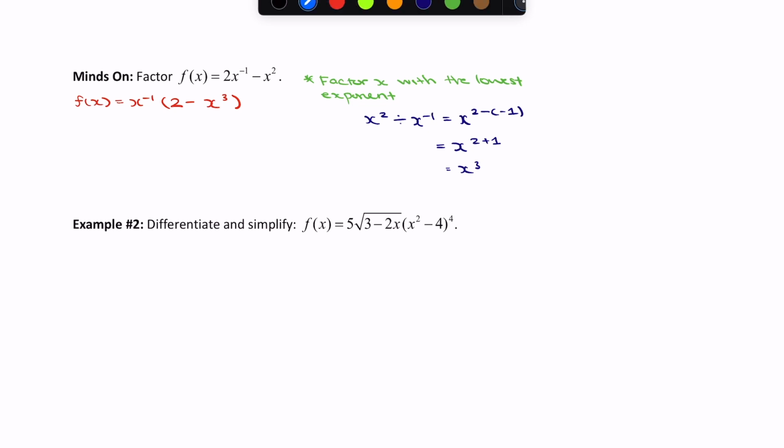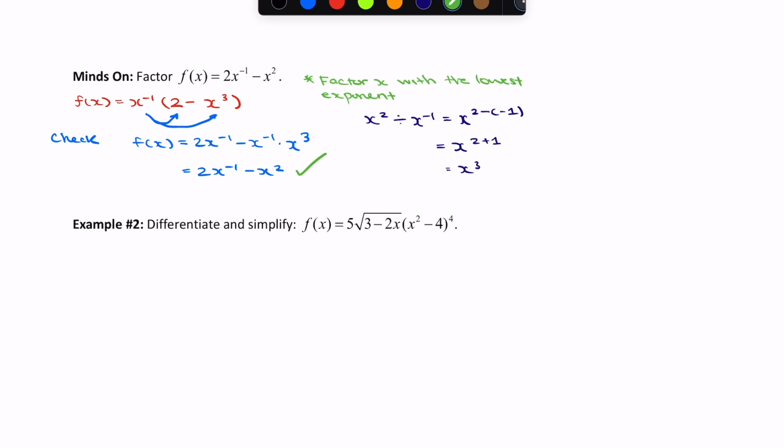Okay? And here we can just check to make sure our answer is correct. If we multiply the x to the power of -1 back in, then we get f of x is equal to 2x to the power of -1 minus x to the power of -1 times x to the power of 3, which is equal to 2x to the power of -1 minus x squared. So we see that we have completed the check and the way that we factored it was correct.